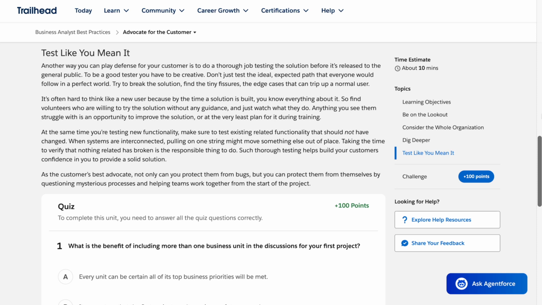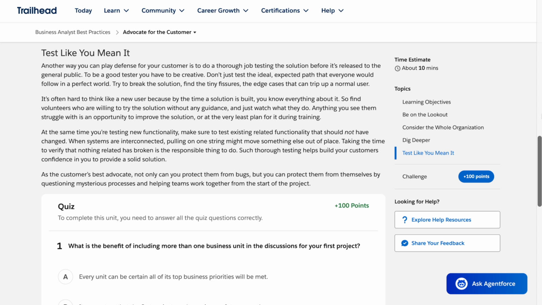It's often hard to think like a new user because by the time a solution is built, you know everything about it. So find volunteers who are willing to try the solution without any guidance and just watch what they do. Anything you see them struggle with is an opportunity to improve the solution, or at the very least, plan for it during training.